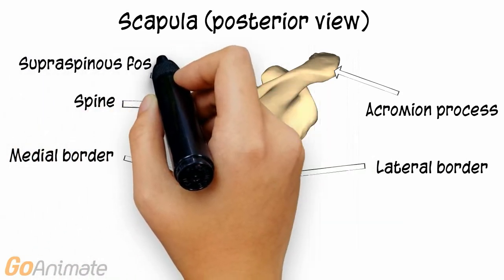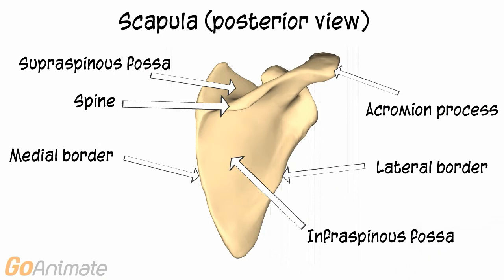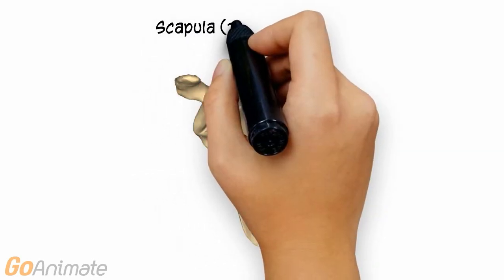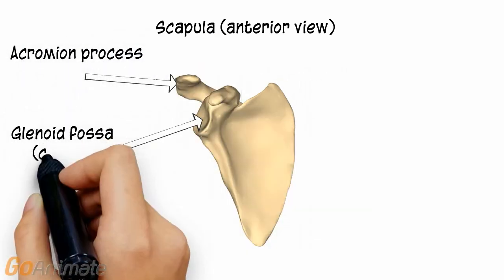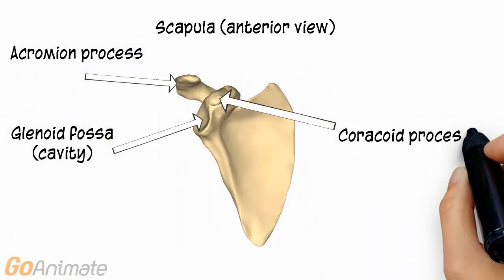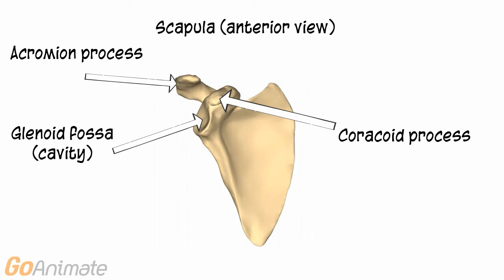Above the spine is the supraspinous fossa. Below it is the infraspinous fossa. Here is an anterior view of the scapula showing the acromion process, coracoid process, and glenoid cavity or fossa.